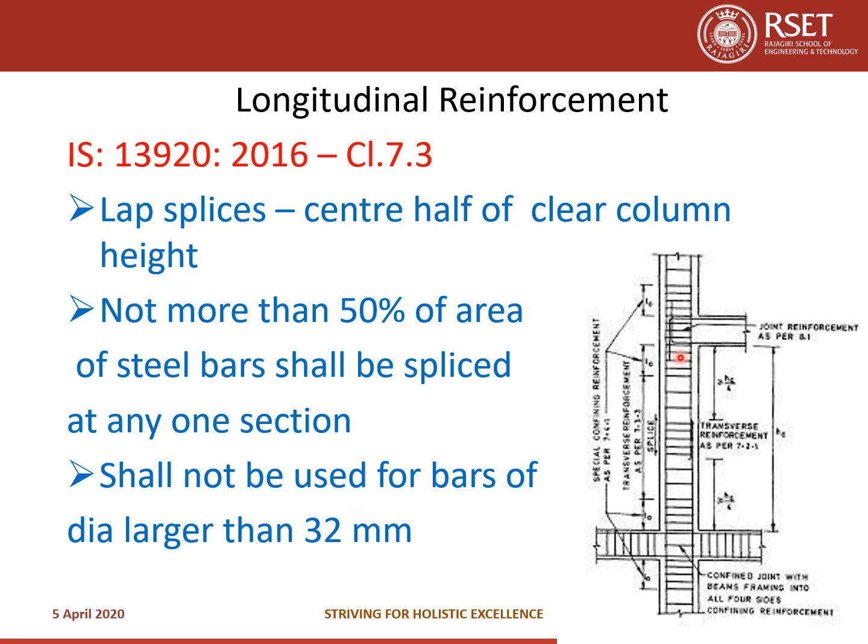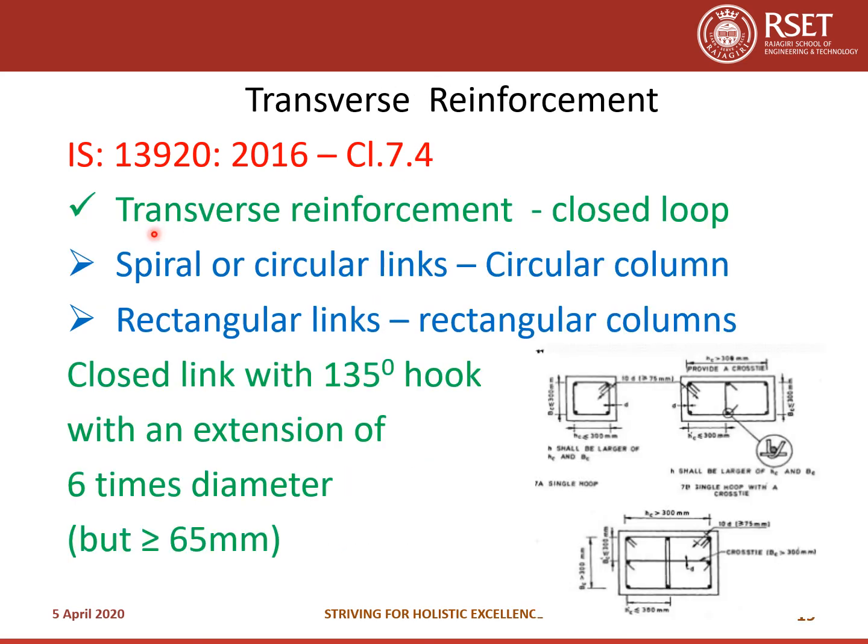Lap splices should not be provided within this joint or within a distance of 2D from the face of the column. Usually transverse reinforcement are provided in closed loops. Spiral or circular links and rectangular links can be used as transverse reinforcement. Spiral links are used for circular column and rectangular links are used for rectangular columns. Closed link with 135-degree hook with an extension of 6 times the diameter can be used as transverse reinforcement. Also, this extension should not be less than 65 mm.